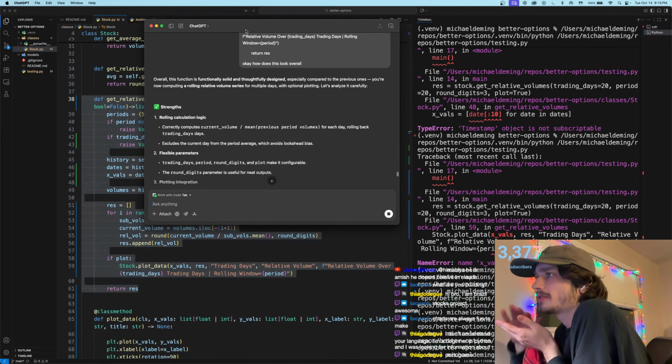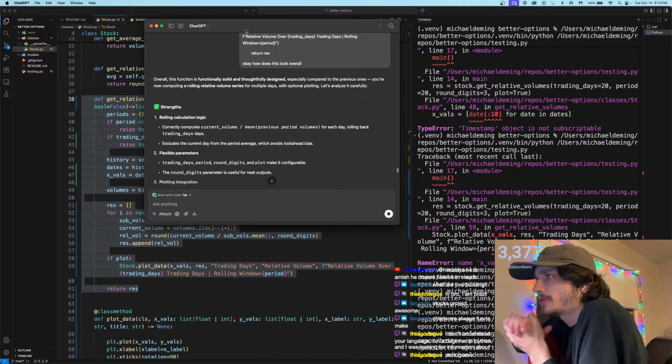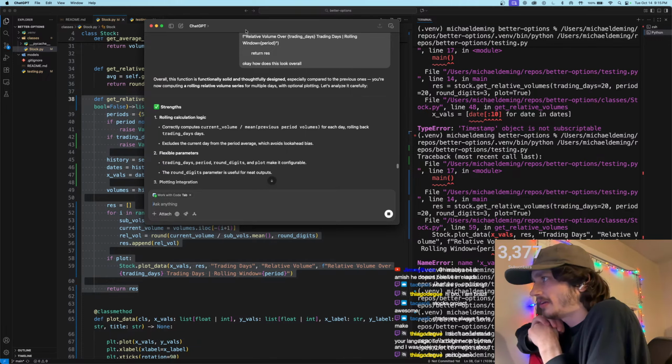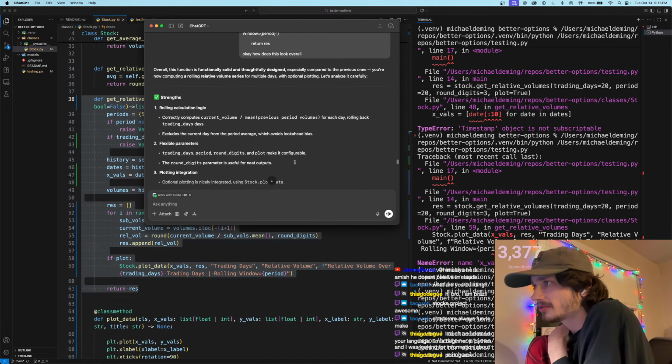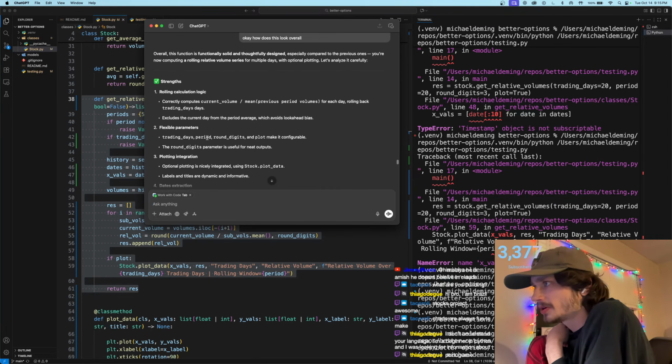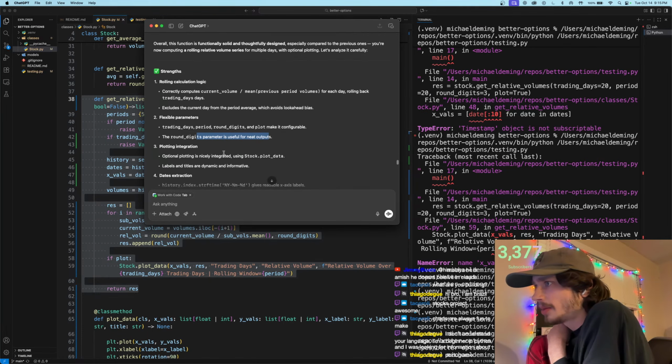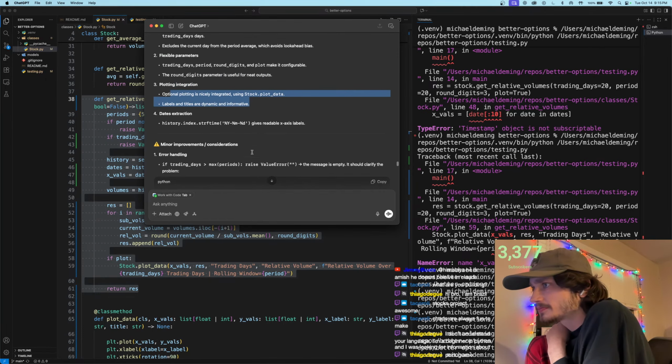Overall, this function is solid and thoughtfully designed. You're now computing a rolling relative volume series for multiple days with optional plotting. The rolling calculation correctly computes the current volume divided by the mean of the previous period volumes for each day, rolling back trading days, right? Excluding the current day from the period average avoids look-ahead bias. Flexible parameters: trading days, period, rounding digits, and plots make it configurable. The rounding digits parameter is useful for neat outputs. Plotting integration, optional plotting, is nice.